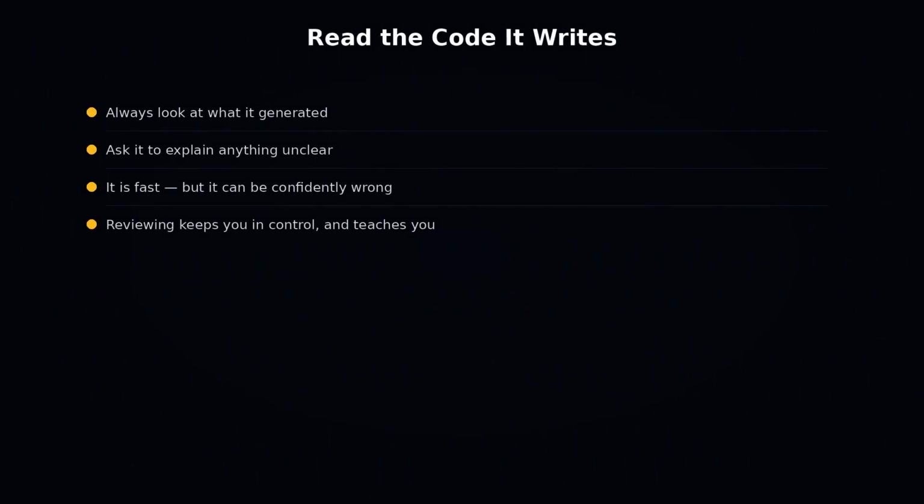Now, one rule I want you to take seriously. Read the code it writes. You do not have to understand every line at first, but look at it. Ask the agent to explain anything you do not get. You are the engineer. The agent is fast, but it can be confidently wrong. Reviewing what it writes is how you stay in control, and how you actually learn to code.